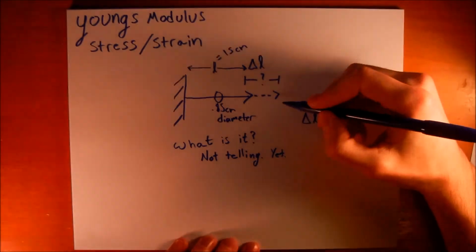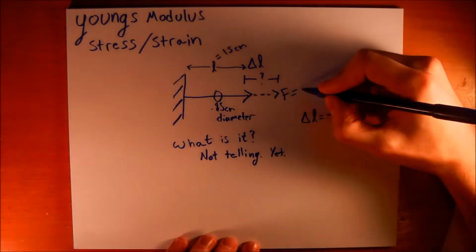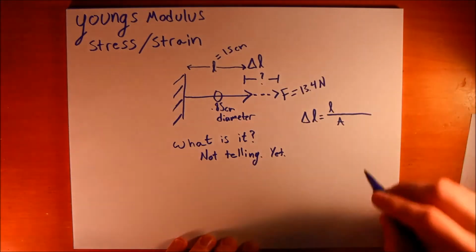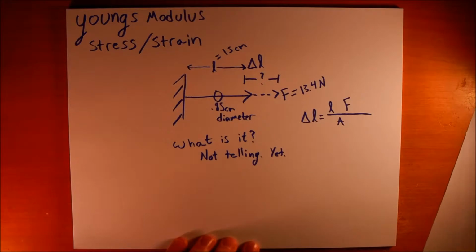The last thing that really matters is the force we're pulling upon. A bigger force would lead us to believe that there's a bigger extension, so we'll put force on top. But we still haven't accounted for what it is. This is where Young's modulus comes in.